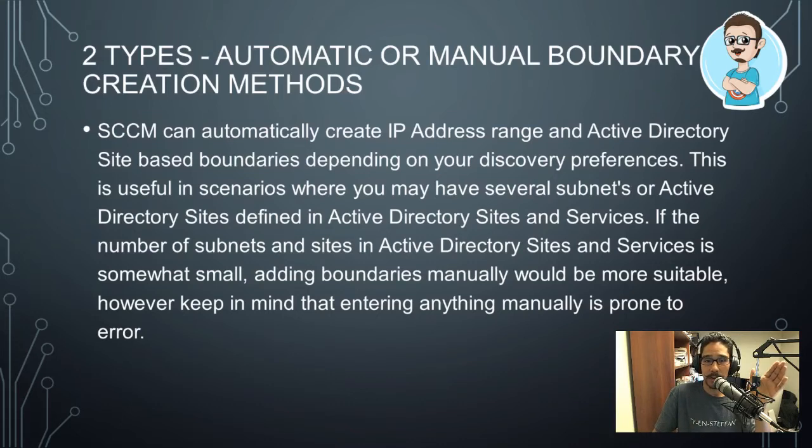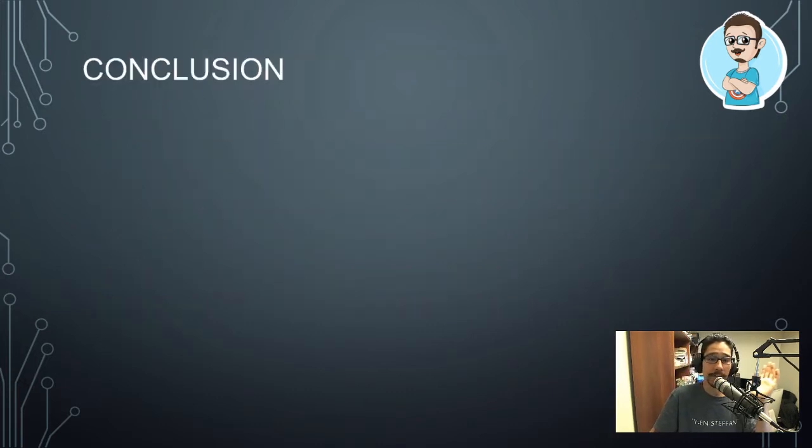This is useful in scenarios where you may have several subnets or Active Directory sites defined in Active Directory Sites and Services, which I'm going to show you guys because I created a subnet. It's only one subnet, so it was extremely easy for it to pick up. If the number of subnets and sites in Active Directory Sites and Services is somewhat small, adding boundaries manually would be more suitable, right? However, keep in mind that entering anything manually is prone to errors. So if you do it the automatic way, it's a sure thing that should work with no problem. If you do it manually, you've got to make sure you follow everything, cross your T's and dot your I's.